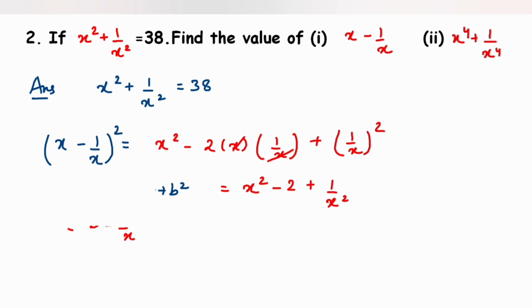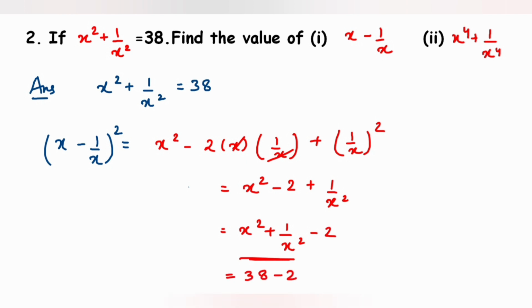Okay. But we know from the question that x minus 1 upon x we have to find out, and we know that x square plus 1 upon x square value is 38. So I'll just rearrange it and substitute the value. So x square plus 1 upon x square minus 2 I have written, but this value is equal to 38. So we'll get 38 minus 2, which is 36.